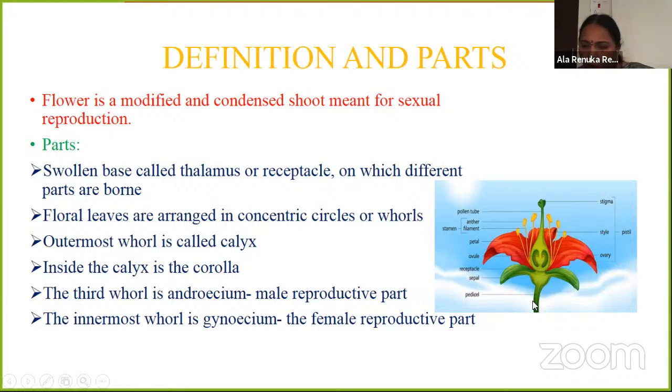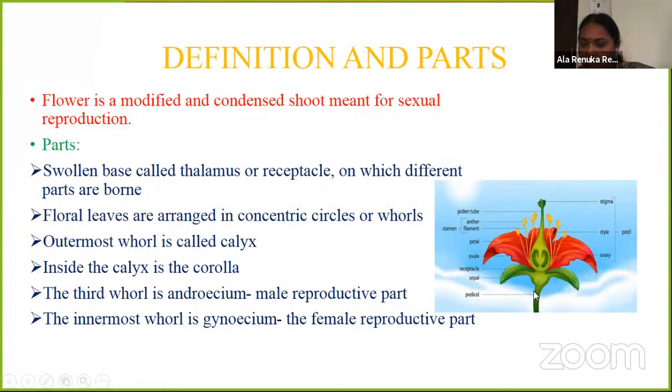And all these are arranged on the swollen base of the flower. This swollen base is called the thalamus or the receptacle. And we can see the different parts getting attached to it. This is the pedicel part of the flower. That is the pedicel.